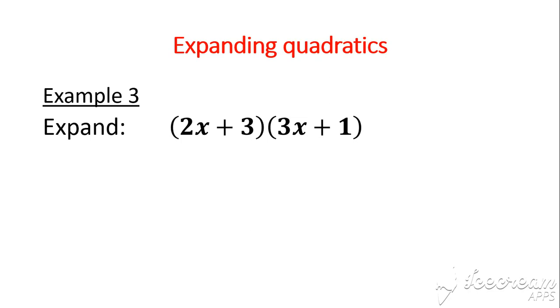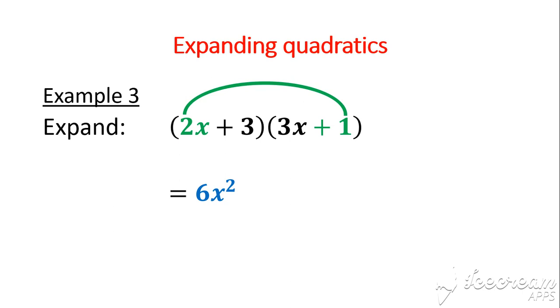Right, we finish with example 3, the trickiest of them all. Notice it's got coefficients at the front of the x's, and it looks quite tricky. So here we go, we have our first bracket of 2x plus 3, and this has been multiplied by our second bracket, which is 3x plus 1. All right, let's get into expanding. Our first rainbow, 2x times 3x, will make 6x squared. 2 times 3 is 6, and x times x is x squared.